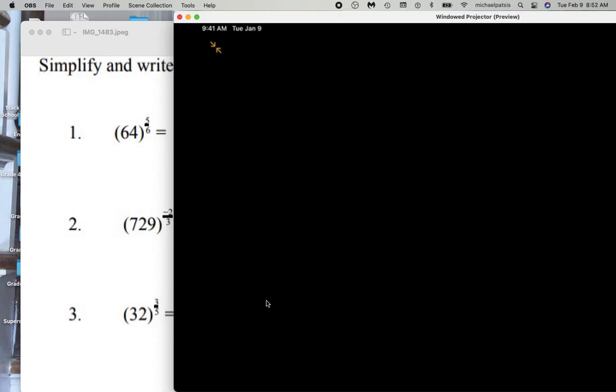Part 3 of our exponent series. We are going to review this worksheet. So let's start at 64 raised to the 5/6 power.